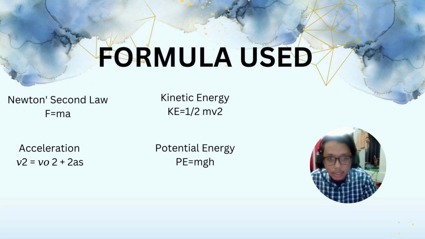Mv squared stands for mass times velocity squared. Lastly is potential energy, which is PE equals mgh. mgh stands for mass times gravitational acceleration times height.